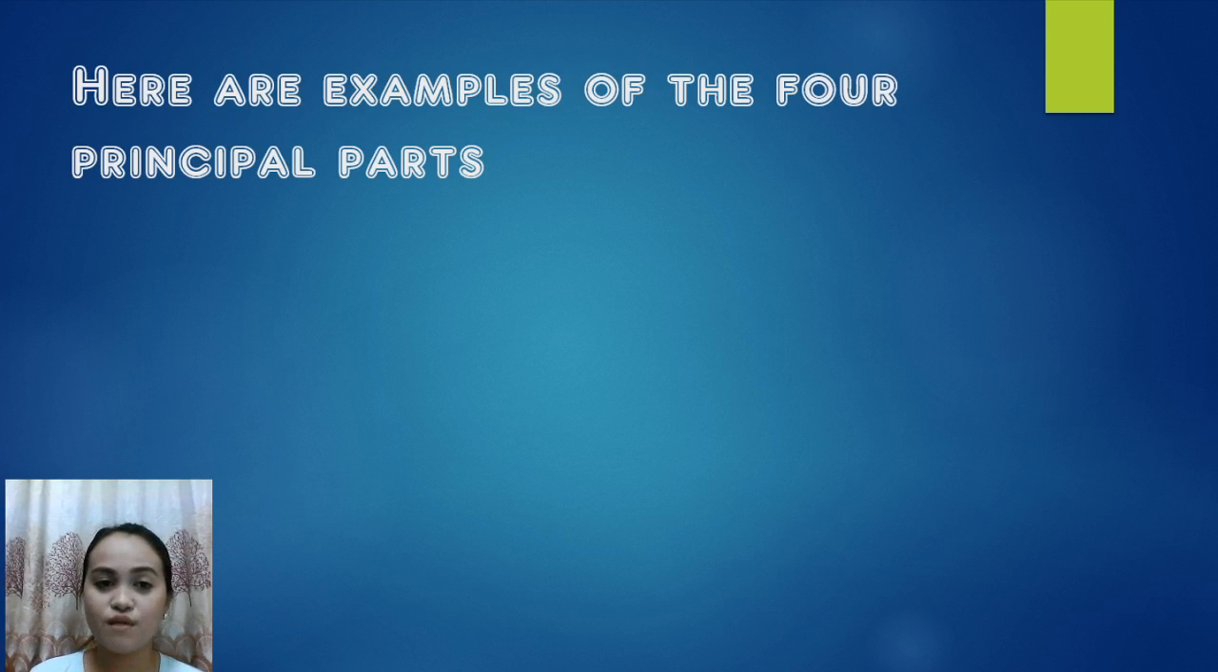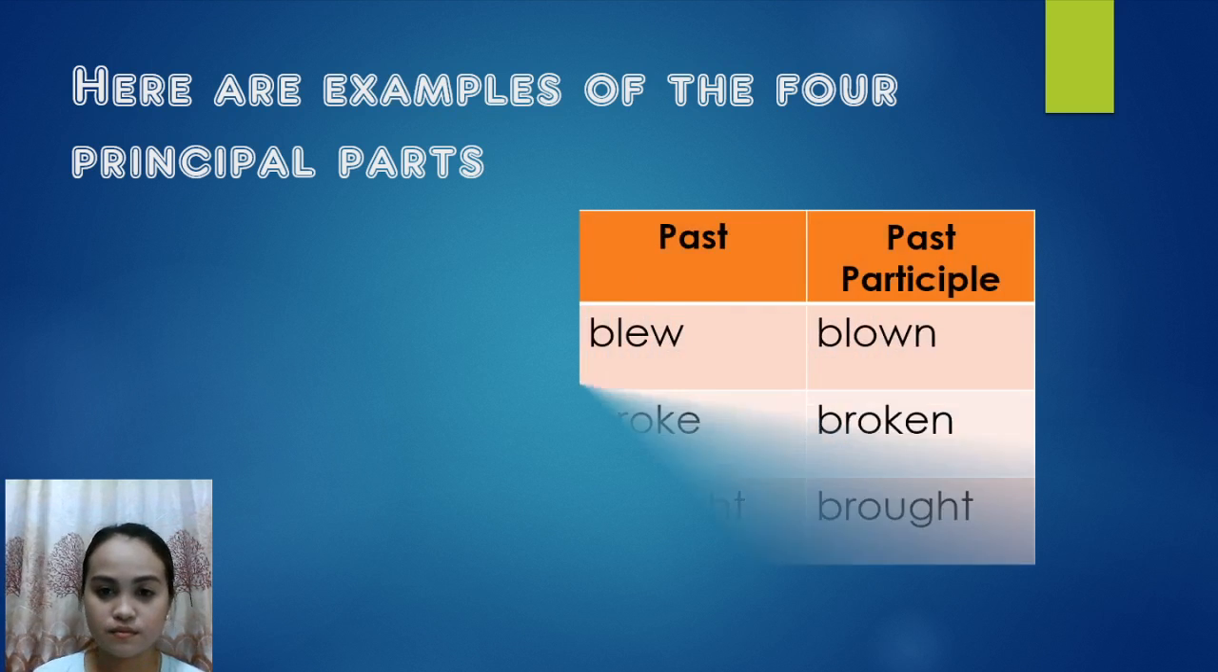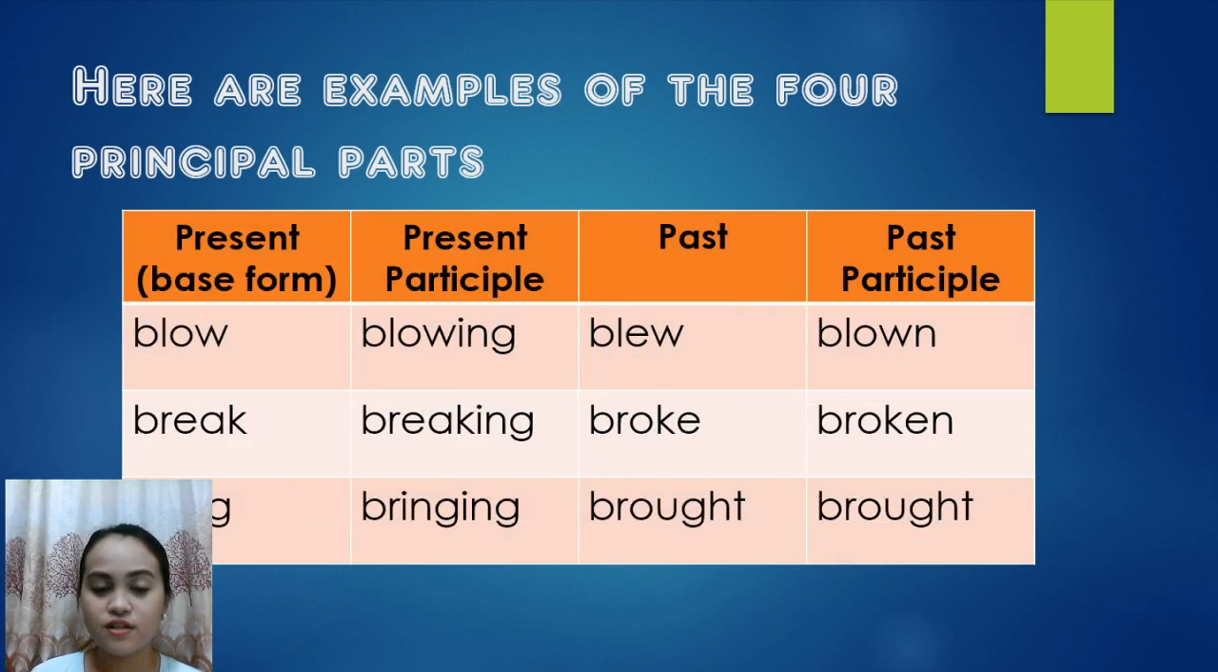Here are examples of the 4 principal parts so that you can differentiate the 4 parts of the verbs. First column is the present or base form. Second column is present participle. Third column is past. And the fourth column is past participle. Okay, the verb is blow. Present participle, blowing. How about past? Blew.